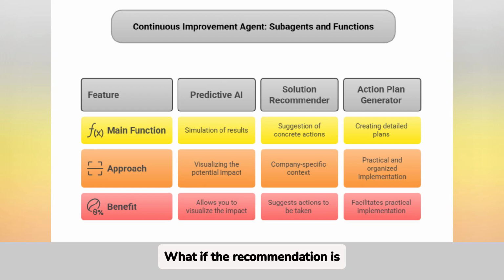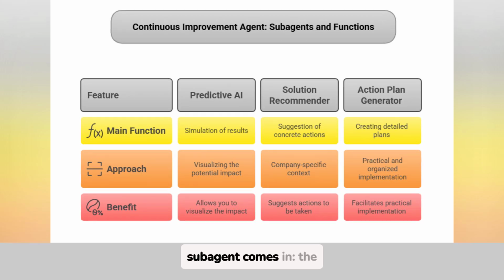What if the recommendation is good, but I don't know how to implement it? That also happens a lot. We have ideas, but they don't quite sink in. That's where the third subagent comes in, the action plan generator. It takes that recommendation and transforms it into a detailed plan. Tasks, assignees, dates, dependencies, success metrics. And if you need it, it connects it to your project management tool, Trello, Notion, Asana, Monday, Jira, whatever you use. It can even generate alerts and automatic follow-ups.